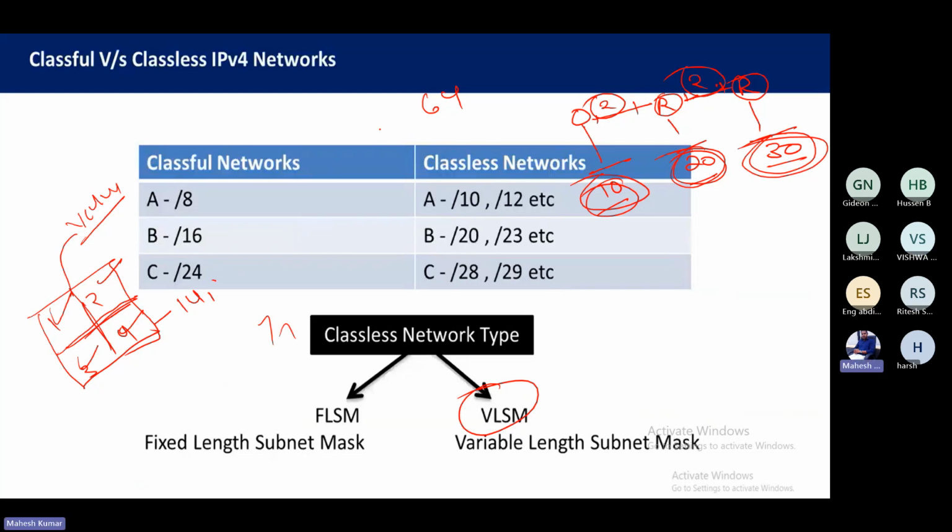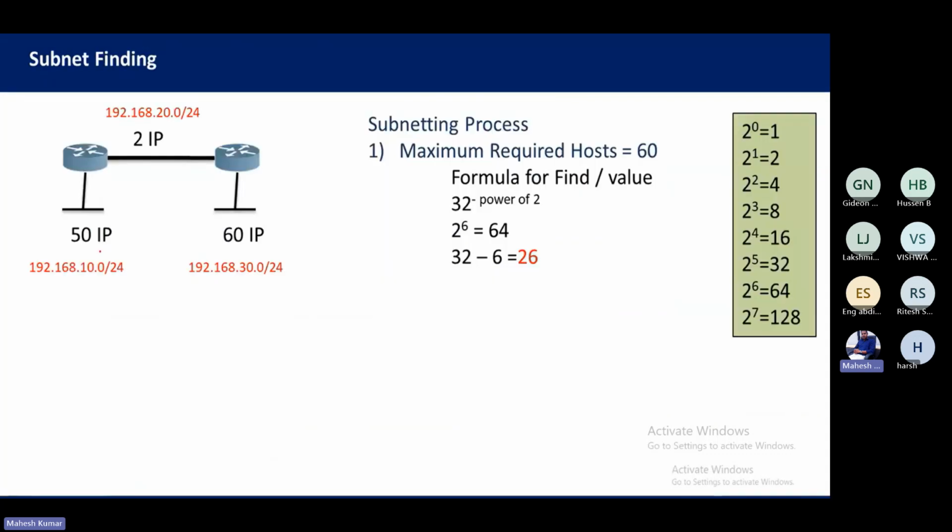By using a single network like 192.168.10.0/24, total how many IPs? 30, 20, 50, and 60, 62, 64, total 64 IPs. So we can definitely get this in class C. So why go with class B or class A? Why we are using VLSM and how to use it, I'm going to explain to you guys.